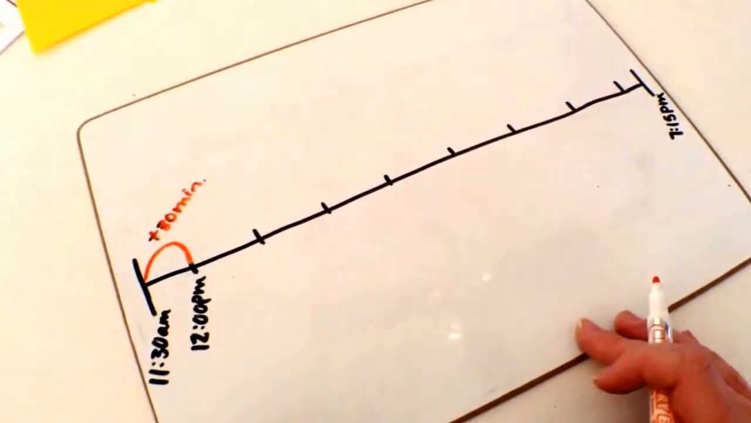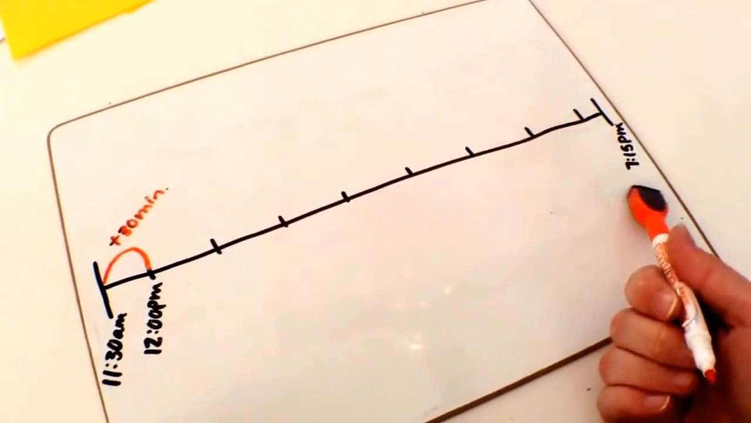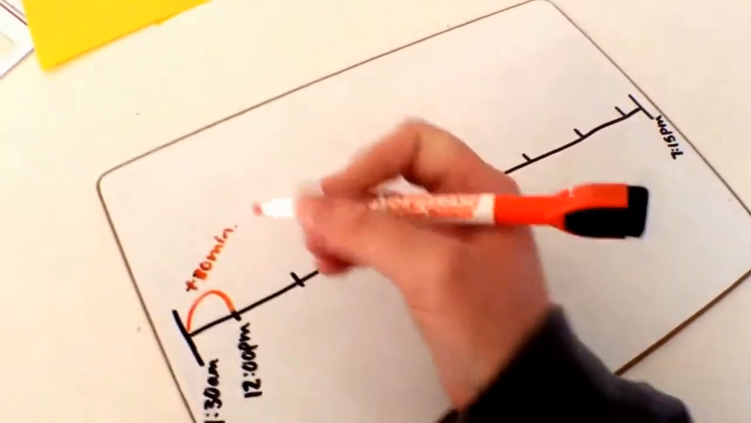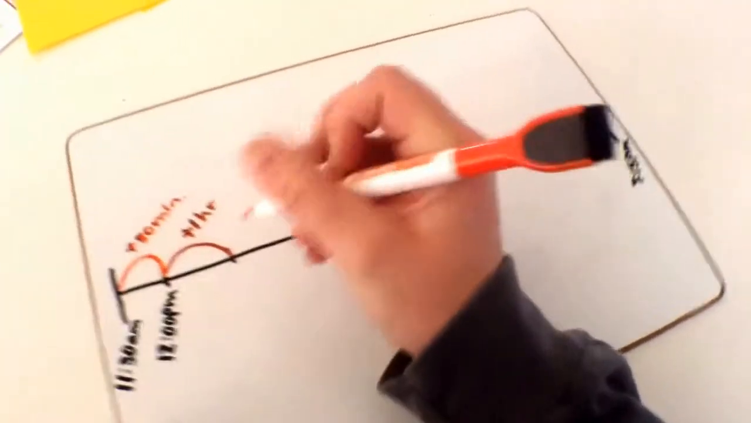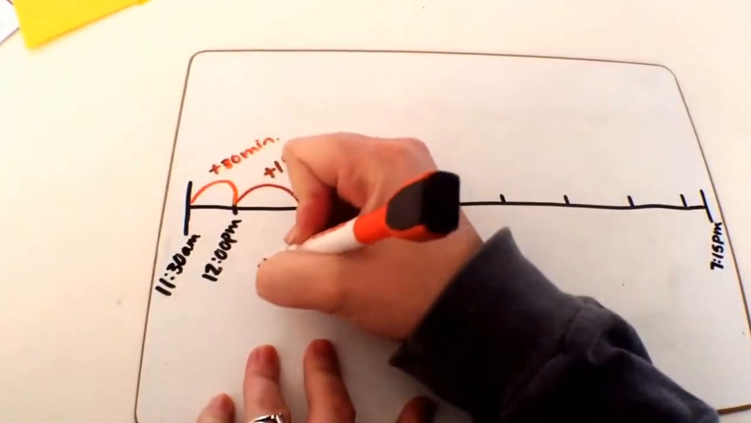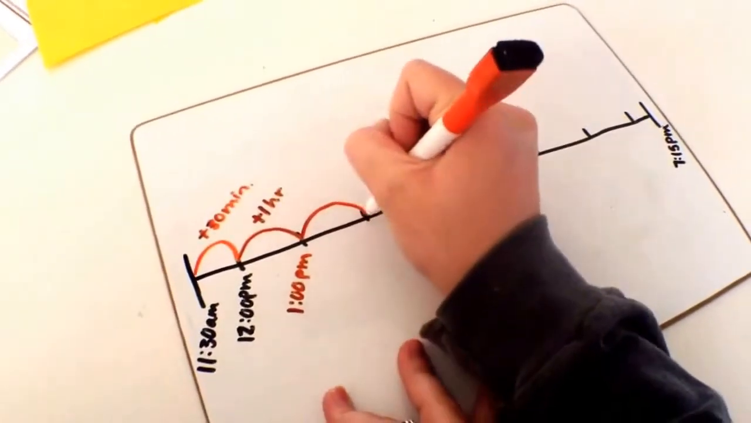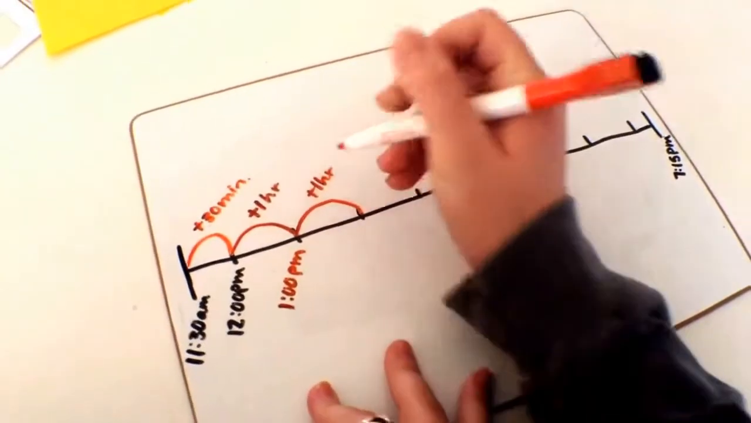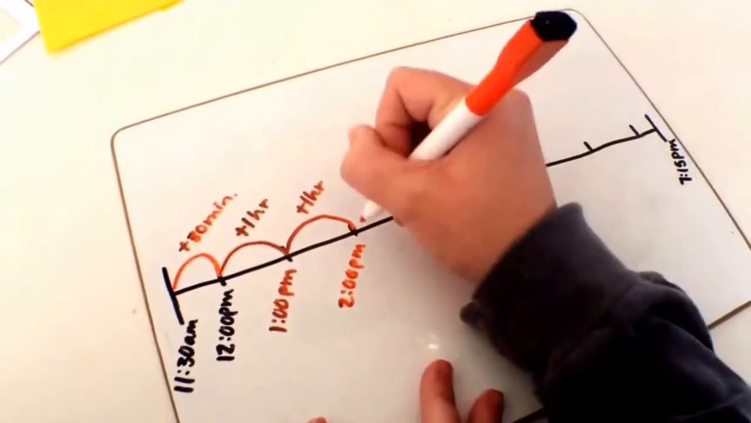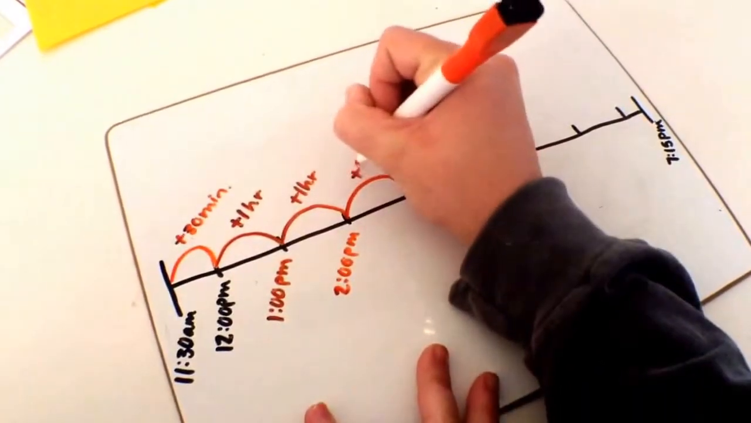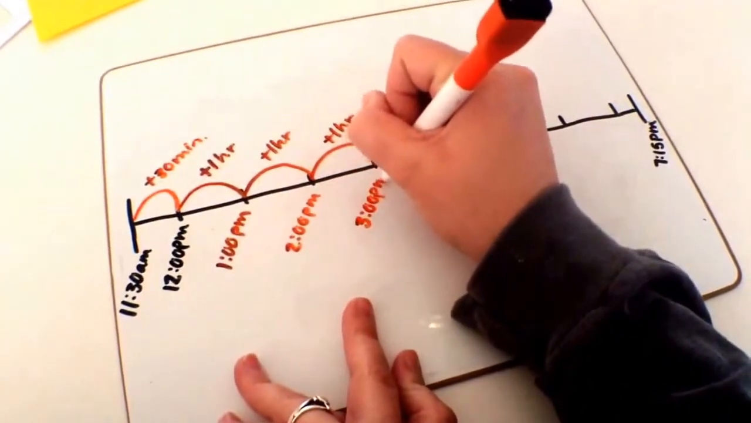Okay, now I'm going to jump in 1 hour increments until I get to 7 o'clock p.m. Remember, we're trying to get to 7:15, but right now I'm just going to try and get to 7. So here's plus 1 hour. That would bring our new time to 1 o'clock p.m. Okay, we're going to jump another hour. That would bring our new time to 2 o'clock p.m. Another hour would bring our new time to 3 o'clock p.m.